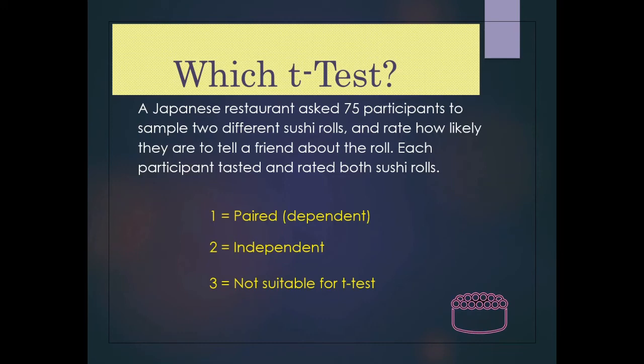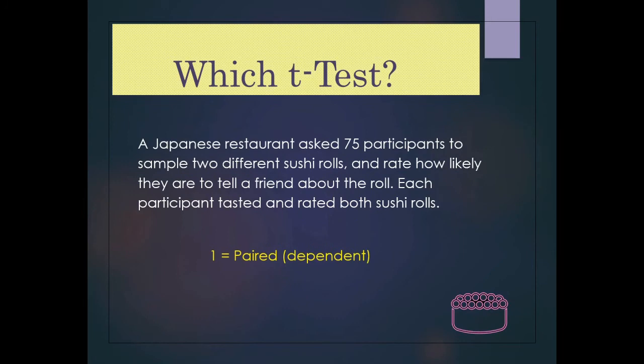A Japanese restaurant asked 75 participants to sample 2 different sushi rolls and rate how likely they are to tell a friend about the sushi roll. Each participant tasted and rated both sushi rolls. And that is a paired or dependent t-test. That is because the ratings for both of the sushi rolls came from the same participants.